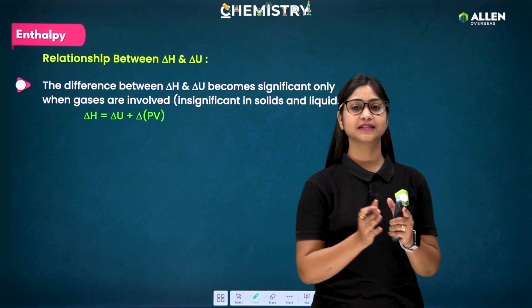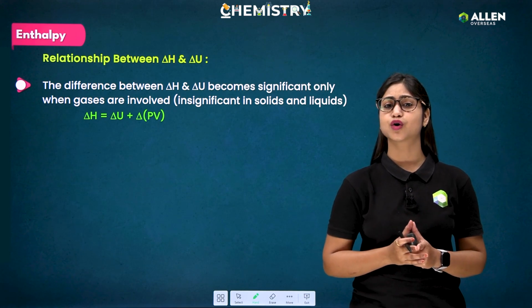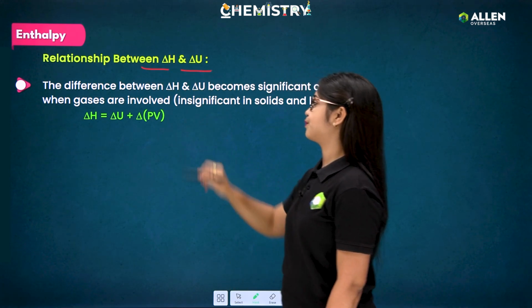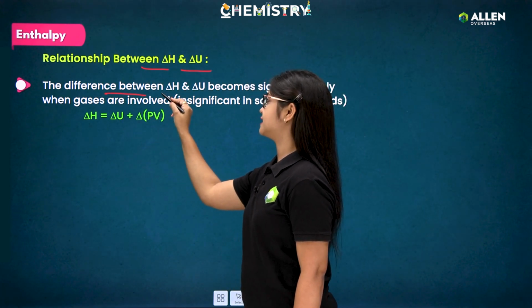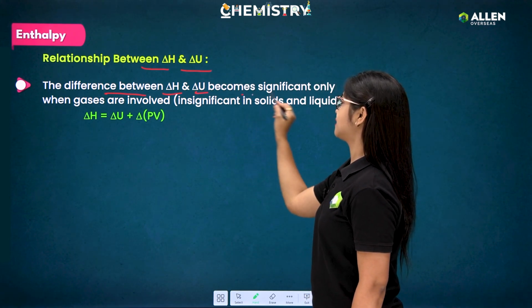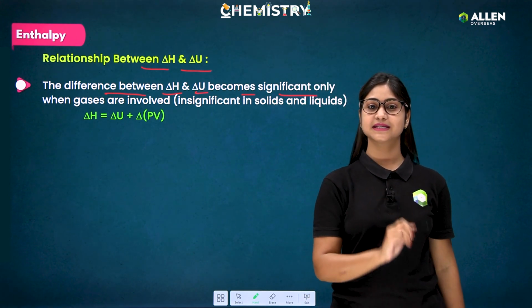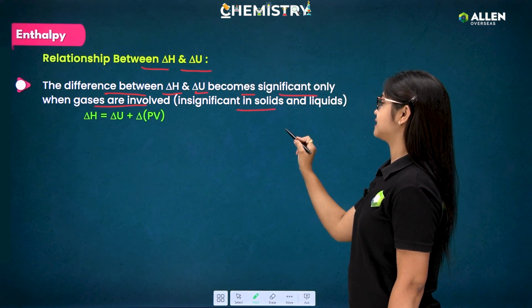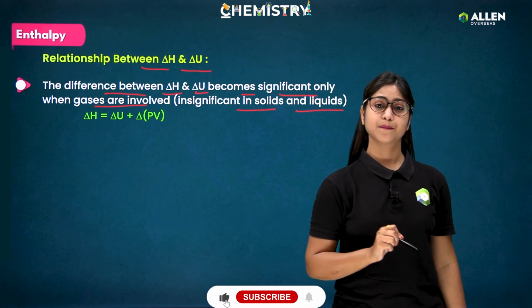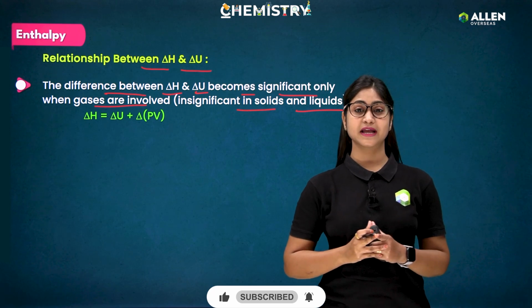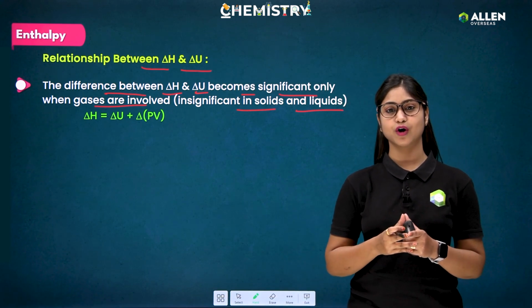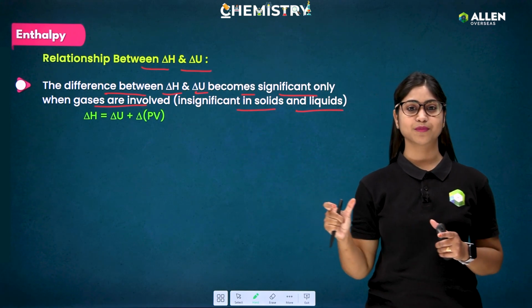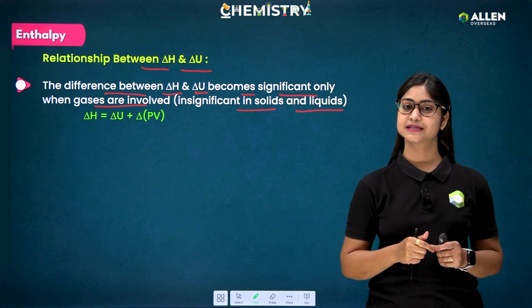As we know, enthalpy is the energy change taking place at constant pressure. And the relation between delta H and delta U: the difference between these two becomes significant only when gases are involved in the process or reaction. It is insignificant in case of solids and liquids, because the change in solids and liquids at constant pressure or constant volume is negligible. That's why the difference between these two properties for solids and liquids also becomes insignificant.